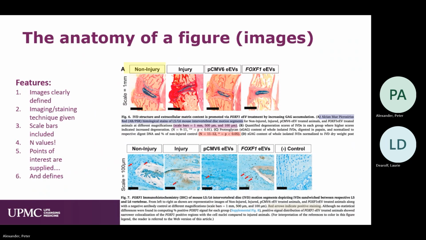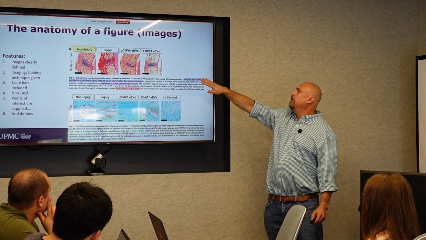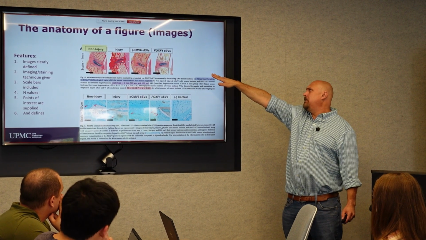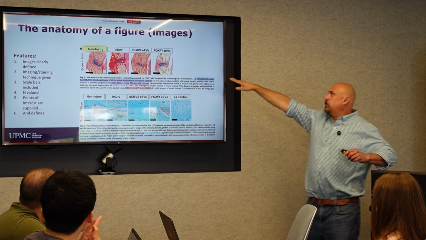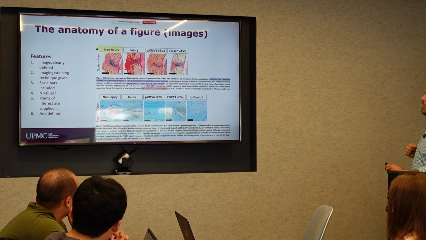If it's a figure, again, I like figures to be as big as possible so you can see what's going on in it. But sometimes you really need to have some other information. It's very important that each panel of the figure be defined. Like, what is it? And this does a nice job of non-injury, injury, delivery of control or PCMB6 EVs versus our experimental piece, which is the FOXF1. And we'll get into what that's all about later.